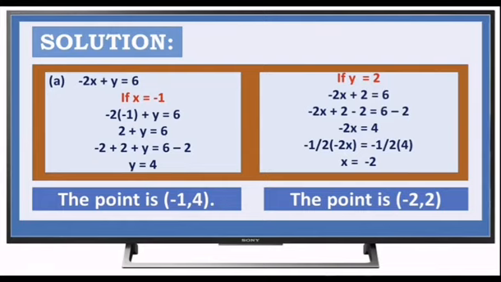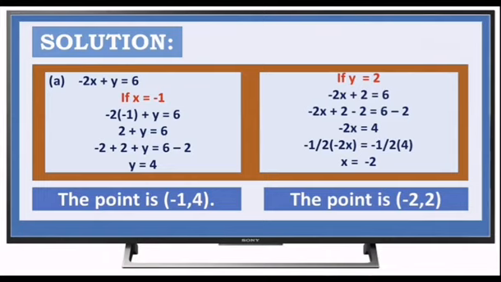Solution number 1. Assign a particular value for x. Let's say x equals negative 1. Substitute x in the equation with negative 1. Therefore, negative 2 times negative 1 plus y equals 6. Negative 2 times negative 1 is positive 2 plus y equals 6. Then, to solve for y, we need to cancel positive 2. Hence, we apply the addition property of equality.